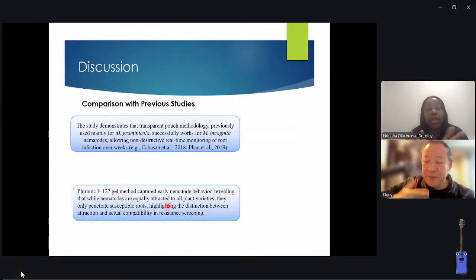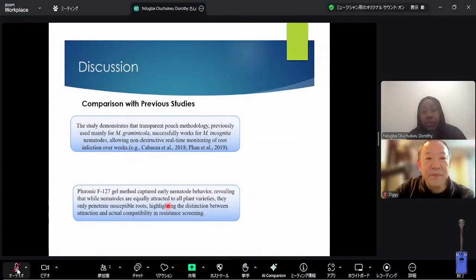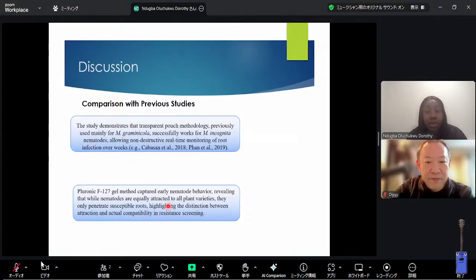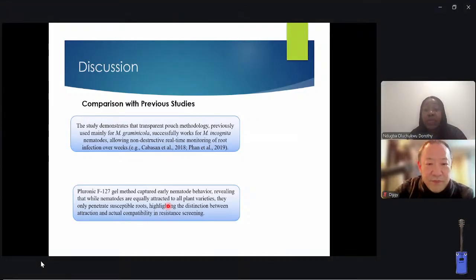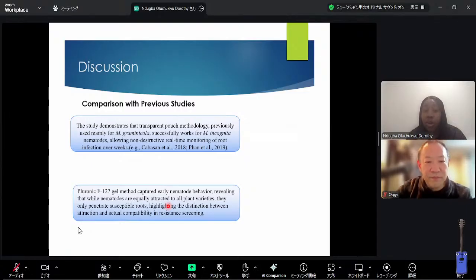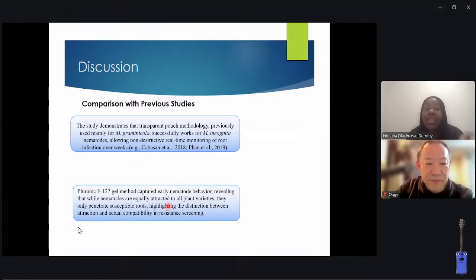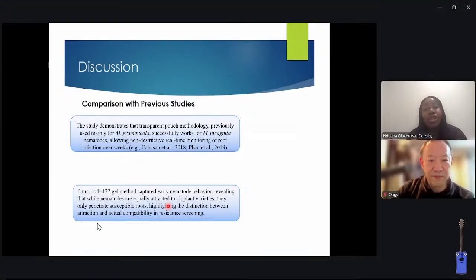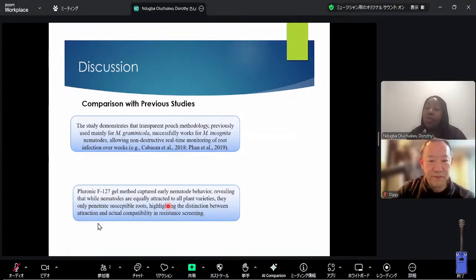Okay. The previous research they've done was based on Meloidogyne graminicola in Japan. So I adopted the use of the transparent paper pouch, and it successfully worked for Meloidogyne incognita because it allowed the roots of the plants to be studied non-destructively. Also, it allowed real-time monitoring of the root infection over the weeks of my research.